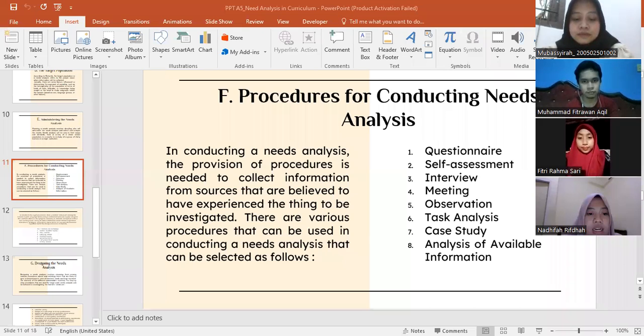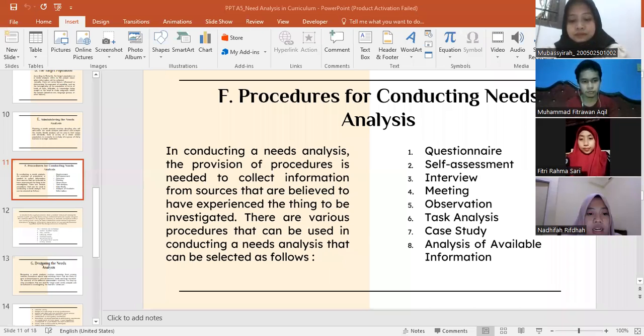Number 2 is self-assessment. In this procedure, it is used to assess a person's knowledge and abilities. However, it can be impressionistic and inaccurate. Number 3 is interview.